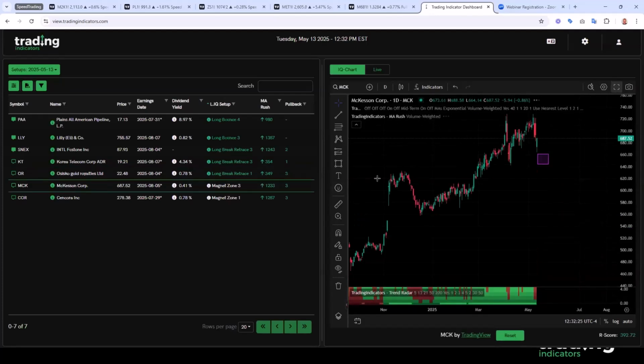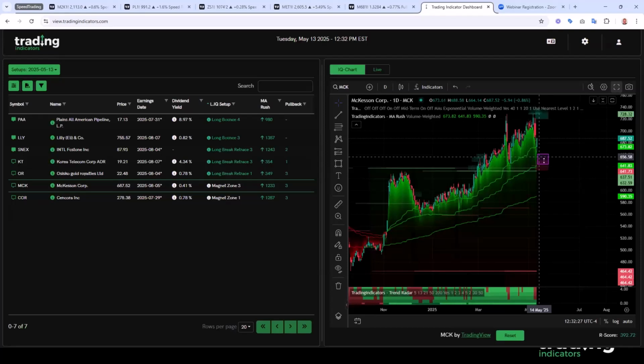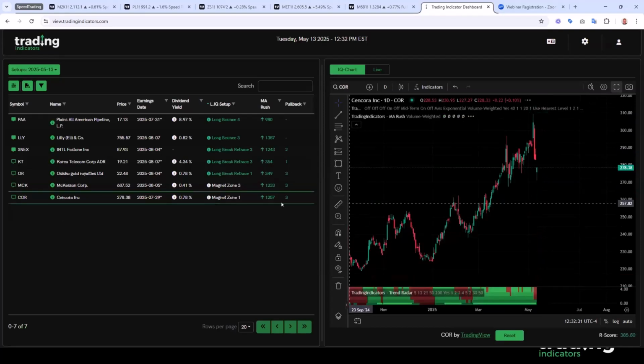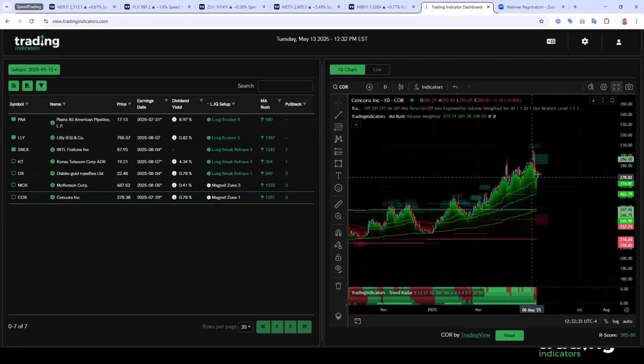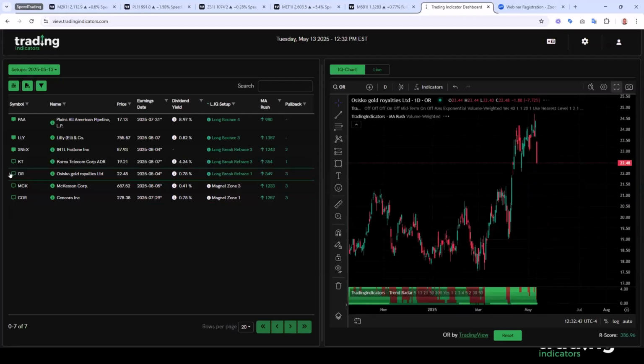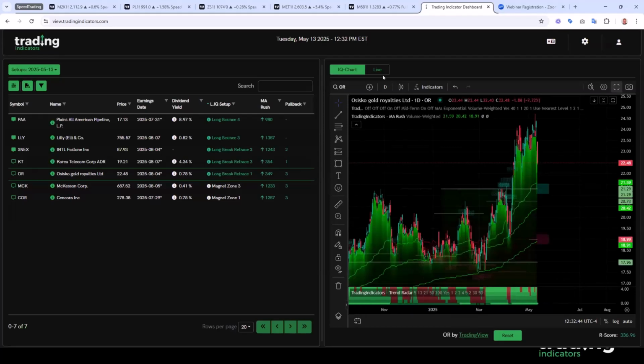McKesson, here I think it's going to come down a bit further to the support level. Then it's going to be super interesting. And Sensora, let's have a look here. Yeah, level 4 pullback. It's also nice, but I think this may come down just a bit further. I like the gap here a lot. So I'm going to settle on this one here, Ozisco Gold Royalties, as my trade of the day.